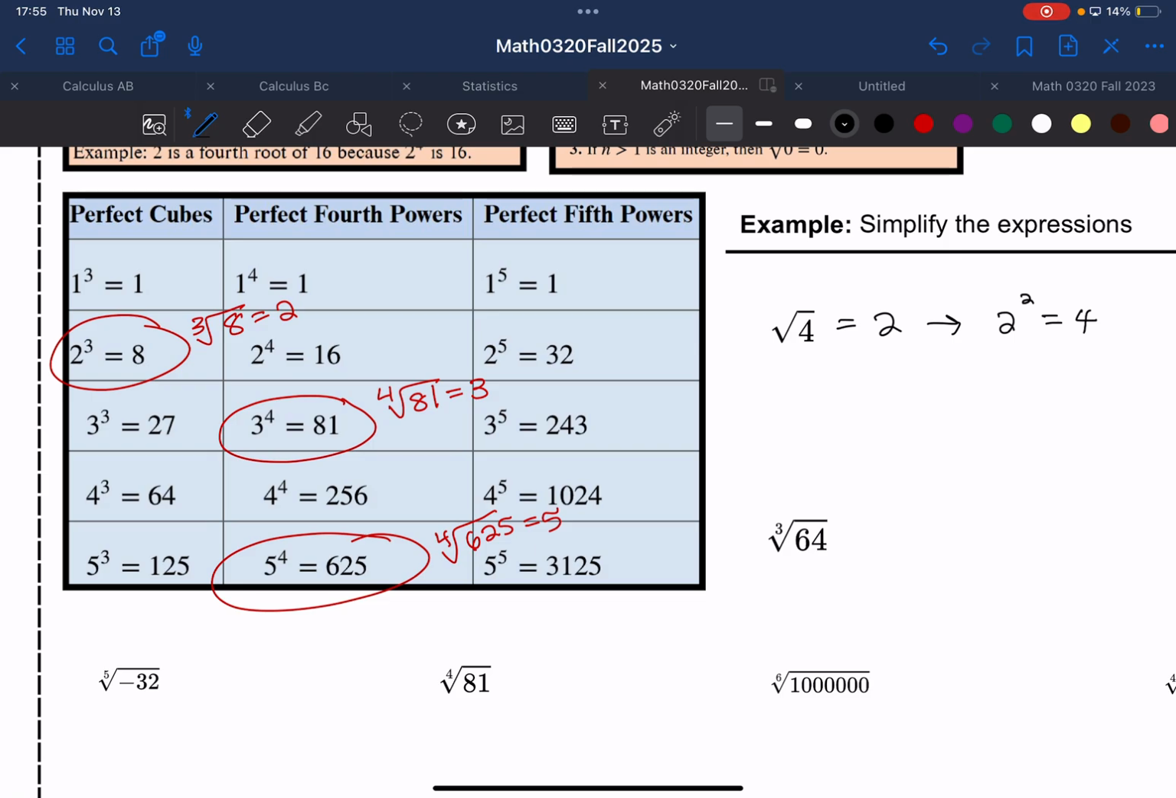Okay. What about the cube root of 64? This is actually on the table. We could look at the table and find our answer. It's 4, right? So we'd say this is 4 because this is the same as saying 4 cubed equals 64. And here it is on the table. So we could go from exponent to radical, radical to exponent.